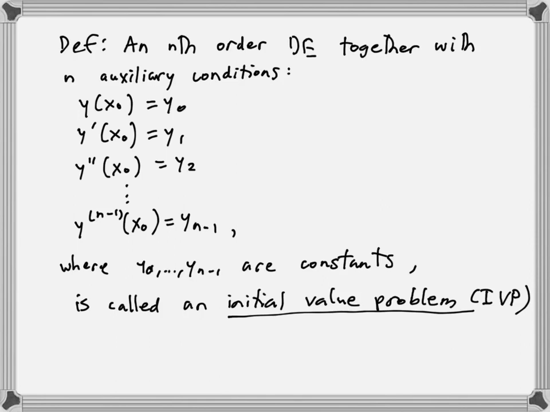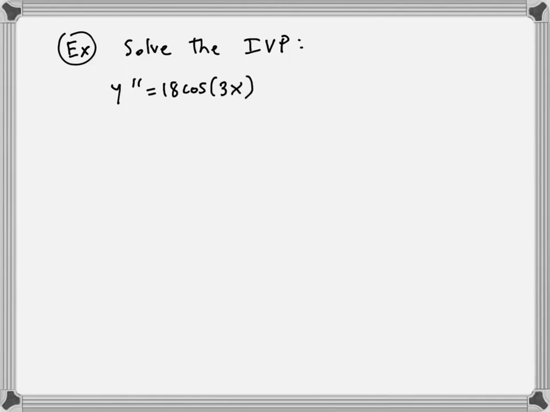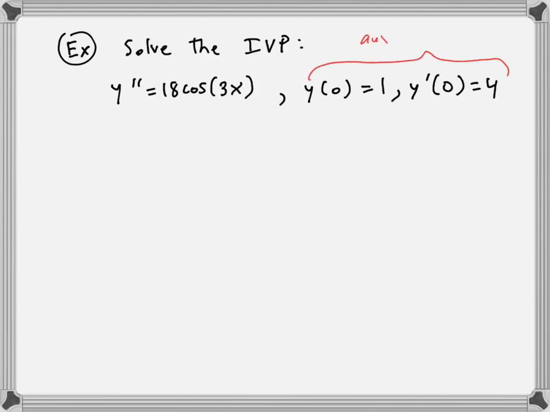Okay, so let's practice solving a differential equation. In particular, let's practice solving an initial value problem. So example, solve the IVP. An IVP means that I have to give you the differential equation, and then I also have to give you the auxiliary conditions. So we have y of 0 equals 1 and y prime of 0 equals 4. These are the auxiliary conditions. This is the actual differential equation on the left, but it is called an initial value problem because it has these extra conditions on it.